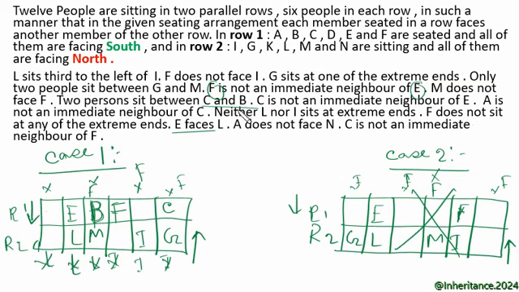D doesn't sit at any of the extremes, that is done. A does not face N. So which ones are left? A, B, C, D, E, F. E, B, F, C are placed, so A and D are left. A does not face N, so we don't know where A and D are. And here in the second row, I, G, L, M are placed. K and N are not here.